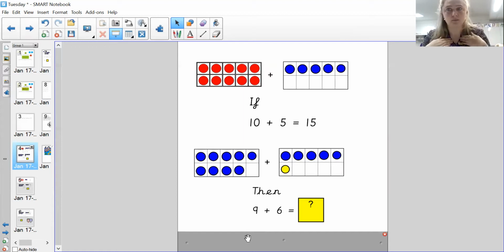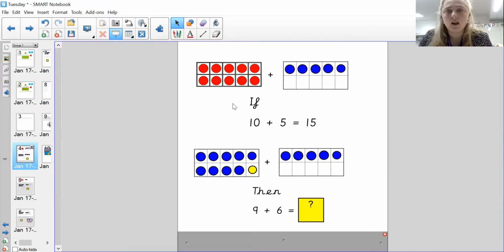Well, it's my turn, so I'm going to show you a sneaky little trick. What I'm going to do is make 10, and that's what this lesson's about. Making 10 to make our adding easier, okay? So I'm going to move one of my counters from this tens frame into here to fill it up. So now I've got 10 and 1, 2, 3, 4, 5.